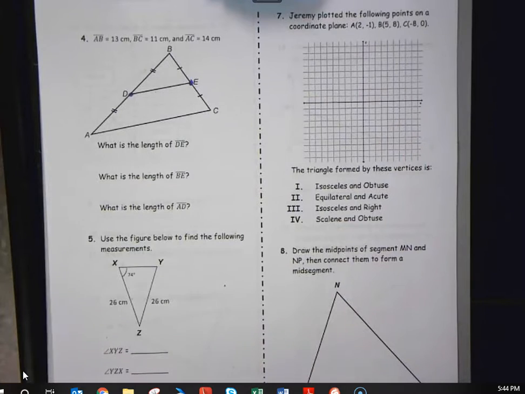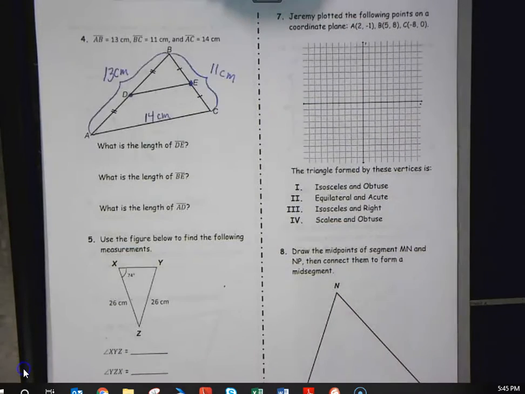So as you all know, the first thing I want you to do is label your pictures. So let's go ahead and do that real quick. All right, now as you can see, I've labeled my picture with all the side lengths that I've been given. I have AB marked as 13 centimeters, BC marked as 11 centimeters, and AC marked as 14 centimeters. So what is the length of DE? Well, I see DE is the midsegment. Now remember, the midsegment is 1/2 the length of the side that it's parallel to, so the base. So all we have to do is take our base, which is AC, and divide it in half.